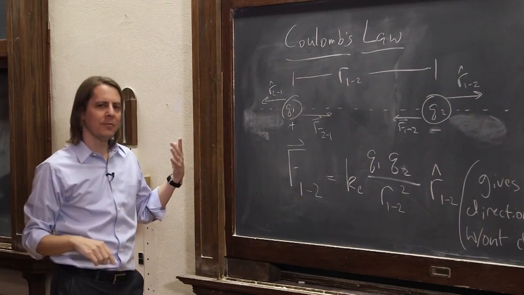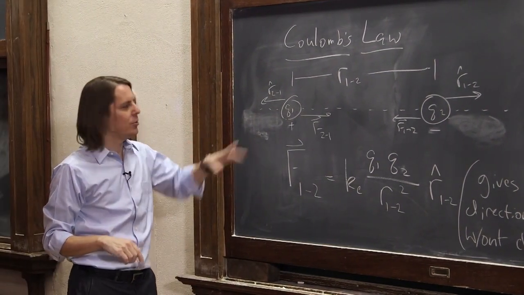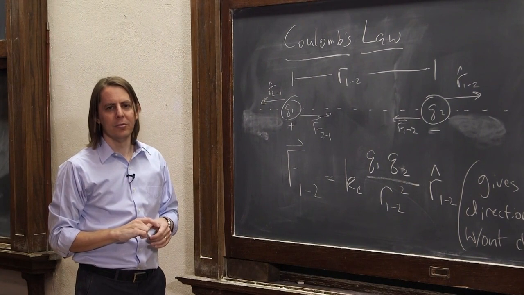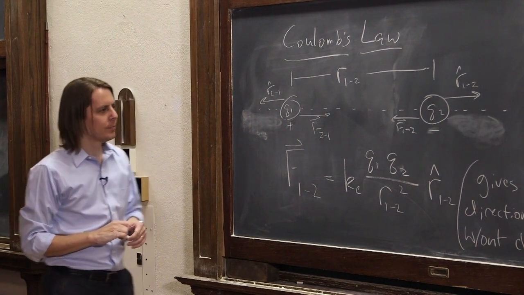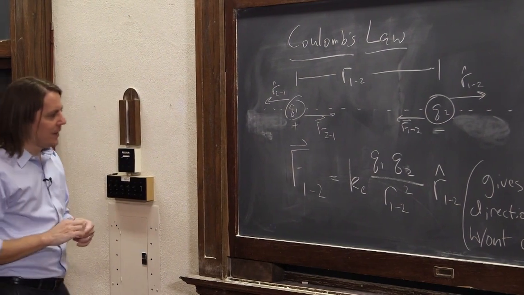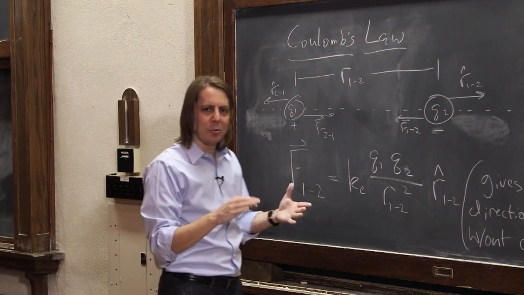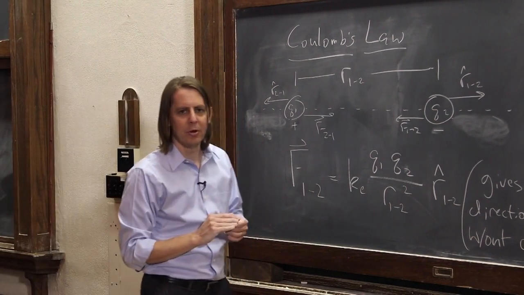So you can see the way we're defining the unit vector does reproduce the attractive and repulsive for opposite and like charges. So unit vectors are important. They really do help you see which way a vector points, and we're going to play with them quite a bit more as we move along.